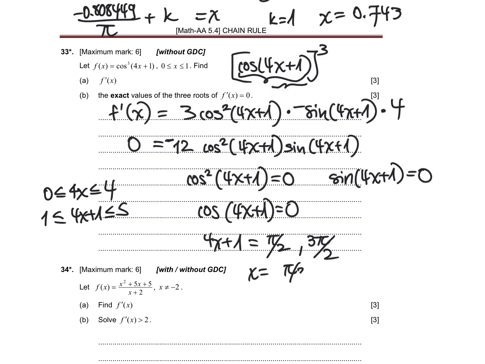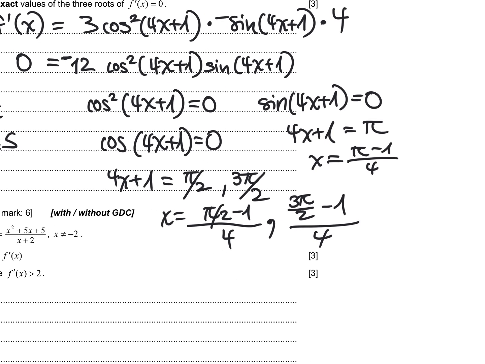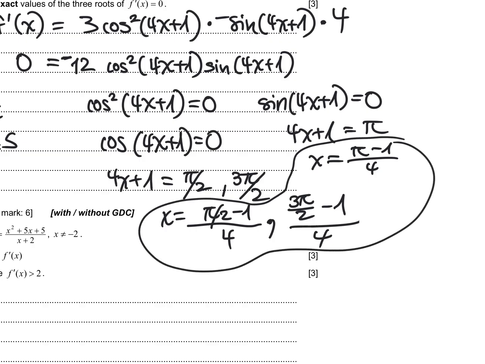So we're going to have pi over 2 minus 1 over 4. That's 1. And then 3 pi over 2 minus 1 over 4. Now sine is 0 at 0, which is outside of our domain. And it's also 0 at pi. So x is going to be pi minus 1 over 4. So, ooh, those should be our 3 answers. Okay.